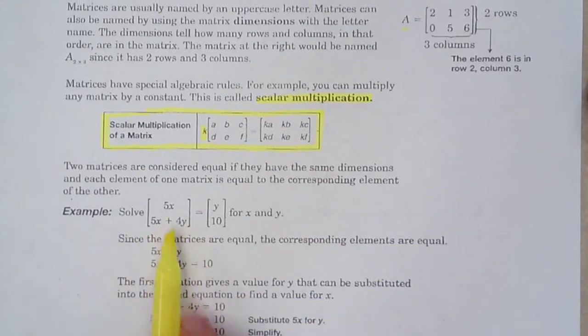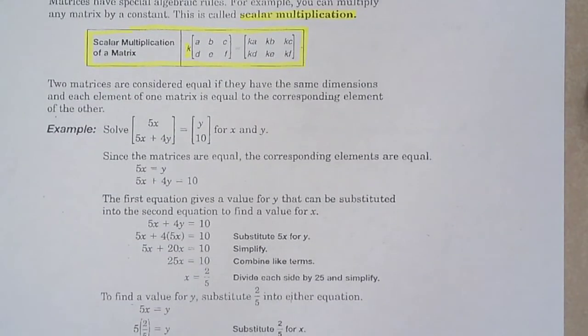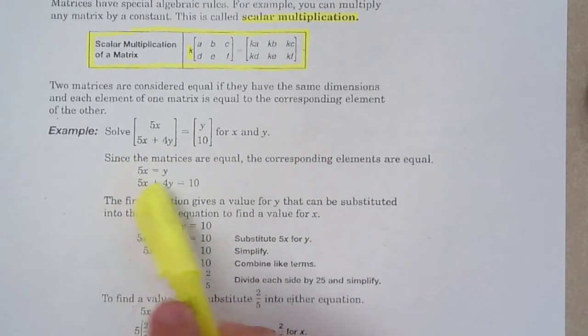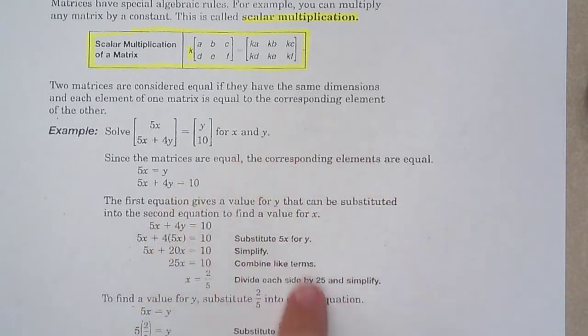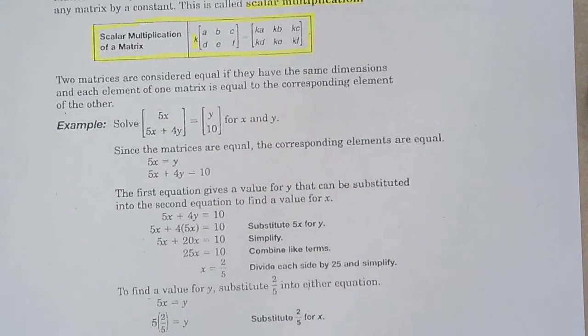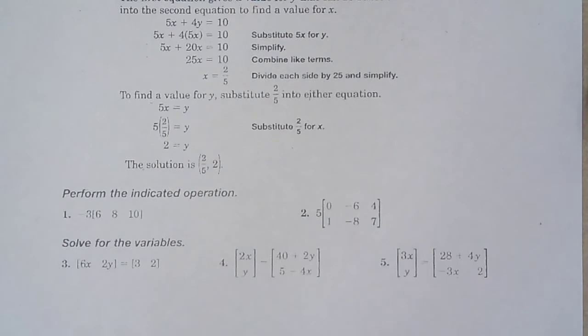So if you see a problem like this, solve 5x plus 4 equals y over 10. Since the matrices are equal, the corresponding elements are equal, and you can see how we set that up. This goes through the rest of that explanation, but basically what it says is that we are going to be solving a system of equations once we have set the elements equal to each other. So let's jump a little lower. Let's perform the indicated operations in these examples.